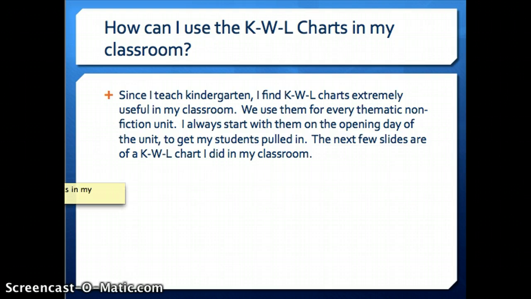How can I use the KWL charts in my classroom? Like I said earlier, I teach kindergarten. I find that the KWL charts are extremely useful in my classroom. We use them for every thematic nonfiction unit. I always start with them at the opening day of the unit. This is a way to get your students pulled in. It's a very good anticipatory set for them because they love it, they're wanting to learn more, and they just get very involved. The next few slides, I'm going to show you a KWL chart that I did in my own classroom.